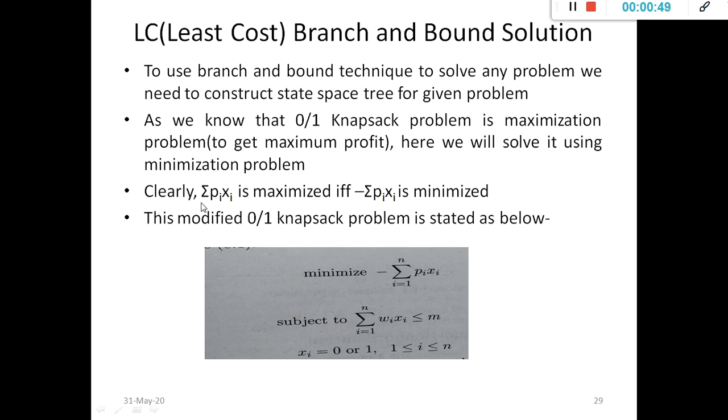Traditionally we calculate the maximum profit of the knapsack problem by using the formula summation of pi into xi, whereas in this least cost branch and bound solution we get the maximum profit by using the minimization technique. That clearly indicates the summation of pi xi is maximized if and only if the summation of pi into xi is minimized.